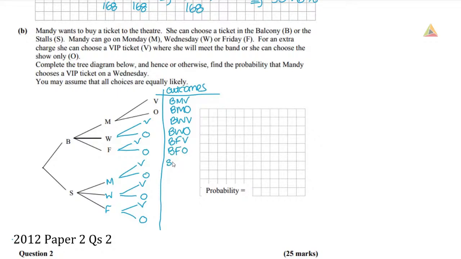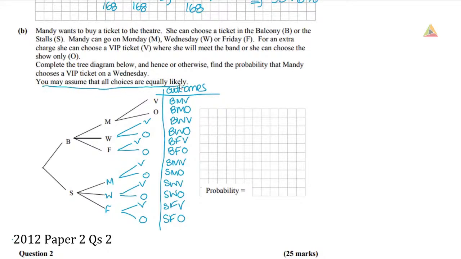And then we switch to the stalls. So the stalls Monday VIP, the stalls Monday with the show only, the stalls Wednesday VIP, the stalls Wednesday show only, the stalls Friday VIP, or the stalls Friday show only. So we can see that we have 1, 2, 3, 4, 5, 6, 7, 8, 9, 10, 11, 12 different outcomes here. And what we're looking at, it says you may assume that all choices are equally likely.